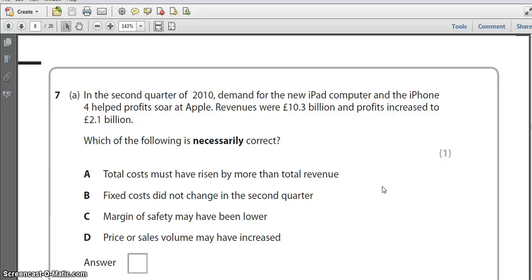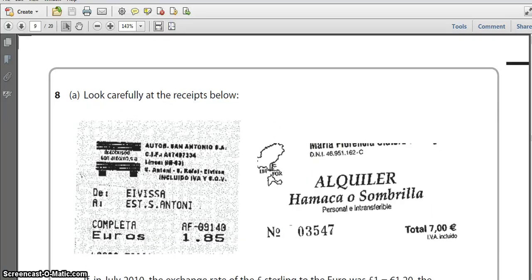Total cost must have risen by more than total revenue. Well, if total costs went up by more than revenue, that would mean that you're earning less profit than before. So it can't be A. Fixed costs did not change in the second quarter. We don't know that. We don't know if that's true or not. So we don't have that information, so it's not B. Margin of safety. Well, we don't know. Margin of safety is to do with break even, and that's nothing to do with this question. So the answer has to be D on that one. That's quite a tricky one, really. It's the way they've worded it with all the numbers in the question, trying to trip people up. Right, last question here is the calculation question.